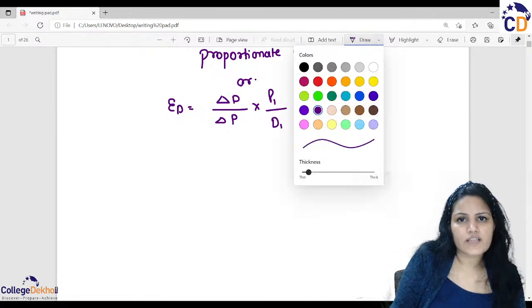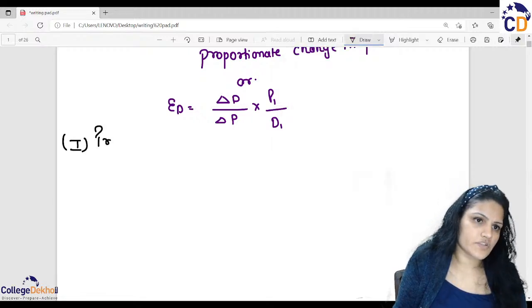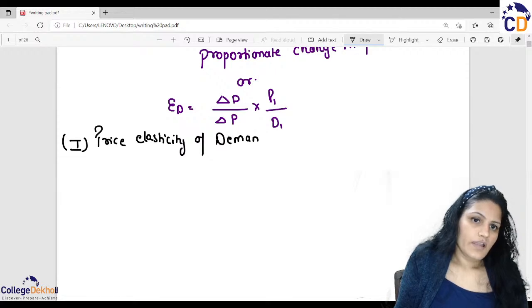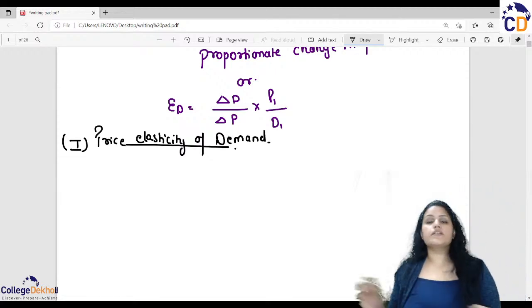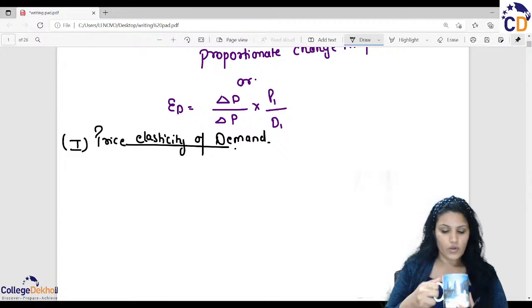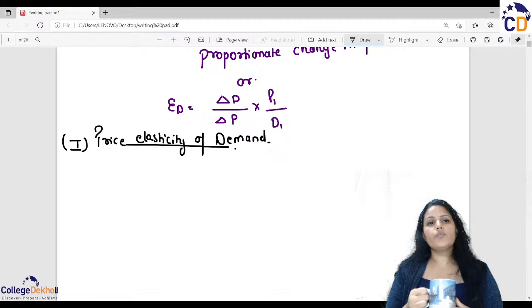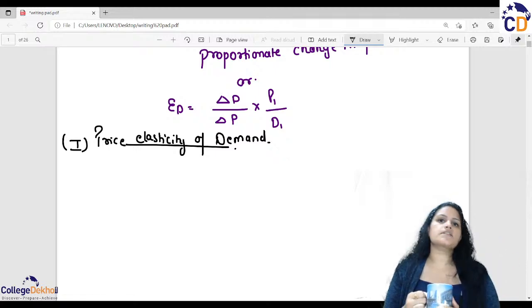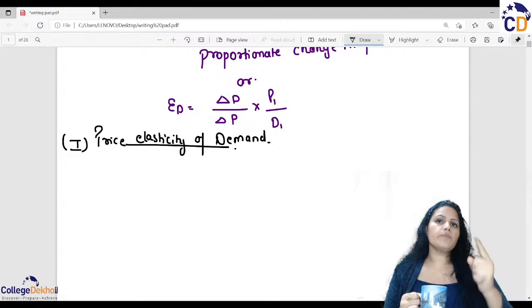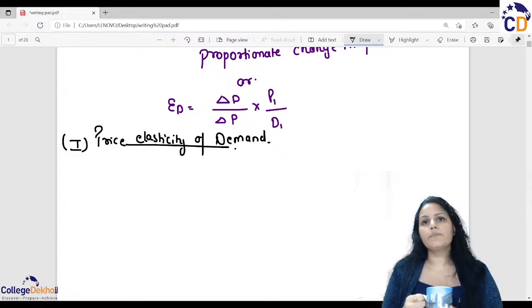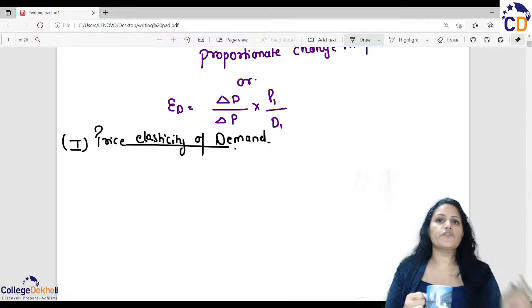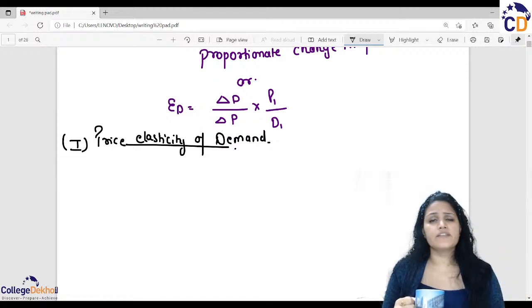So today in our class, we are going to start with the first point, that is the price elasticity of demand. Here, we are not going to discuss the other determinant factors. We are going to understand in this point what the main proportionate change is when price and demand change in different situations. Okay, I hope you understand this point till now.